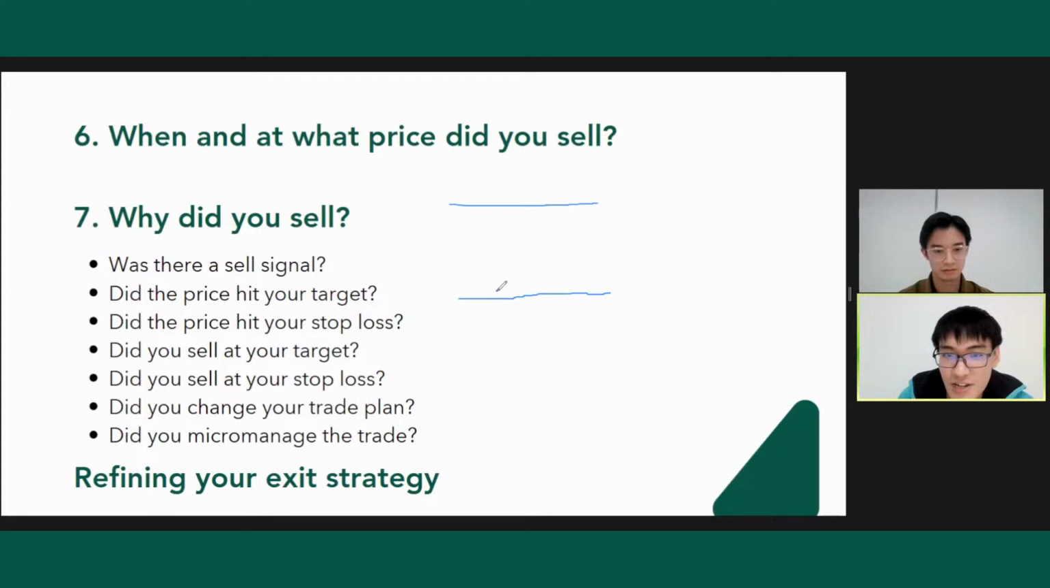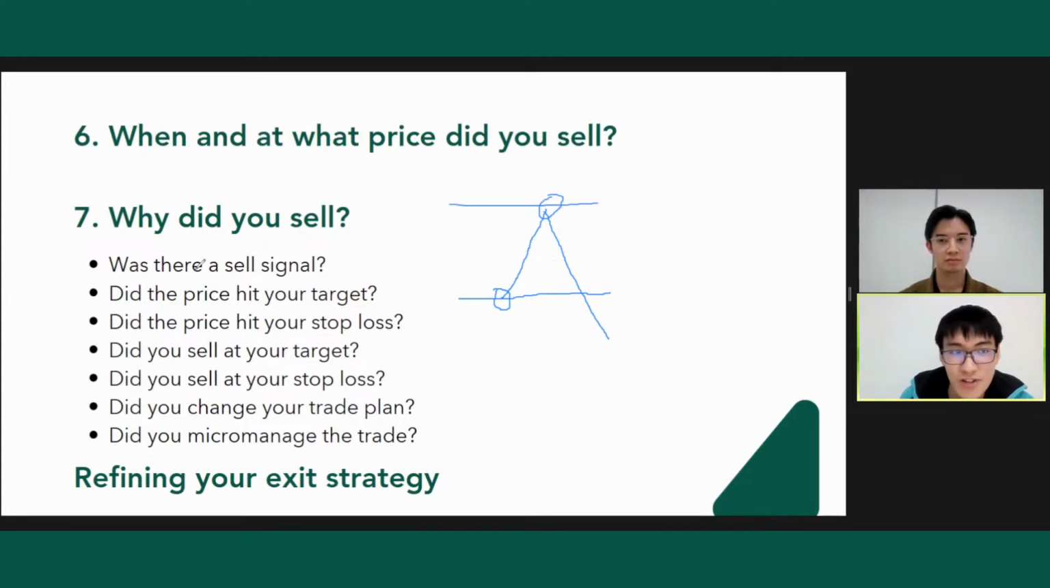So let's say you bought here. Then price went up, hit resistance, this was your target, but you did not sell. What happened? Boom, price went down. Right? So you didn't follow your plan because price already went to your target, but you didn't sell.